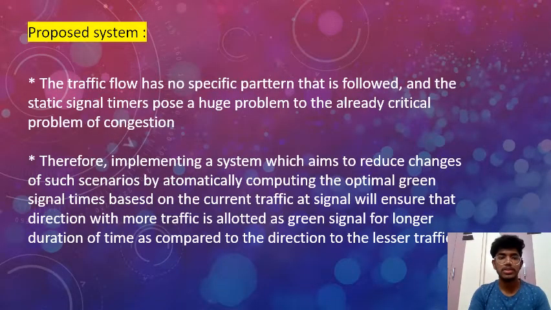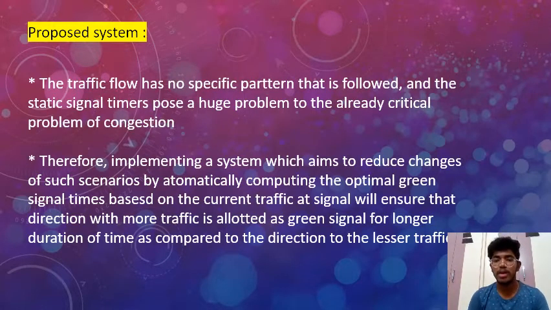Here we go, the proposed system. The traffic flow has no specific pattern that is followed, and the static signal timer poses a huge problem to the already critical problem of congestion. Therefore, we implement a system which aims to reduce such scenarios by automatically computing the optimal green signal time based on the current traffic at the signal, which ensures that the direction of more traffic is allotted a green signal for a longer duration as compared to the direction of lesser traffic.